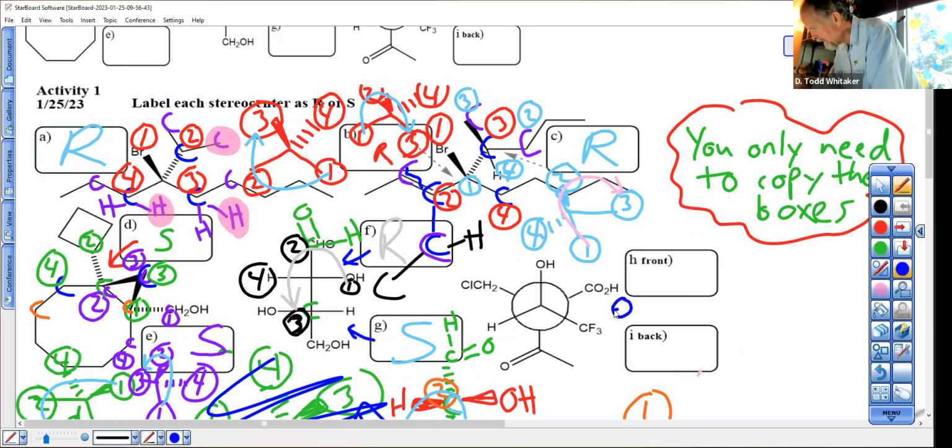This is a lame attempt at an eyeball looking this way. So let's talk about this eyeball looking this way. A Newman has this ball in the front, and behind the ball is a hidden carbon. I can tell you the three things attached to the hidden carbon are a chloromethyl, a carboxylic acid, and a ketone. There is a carbon behind this ball that's also a ball, but you can't see it.